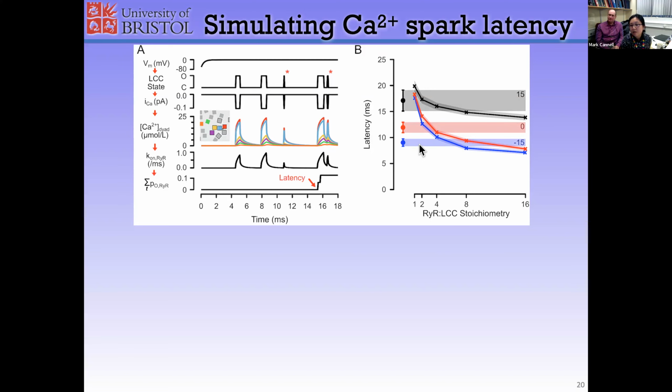So for example, at 15 millivolts, a stoichiometry of between 3 and 6 can explain observed latencies, while at more negative potentials, a stoichiometry of between 4 and 8 can explain the observed latencies. So together, we suggest that 3 to 8 RYRs per LCC can explain the latencies we've observed here. And we've termed this unit the initiating complex.